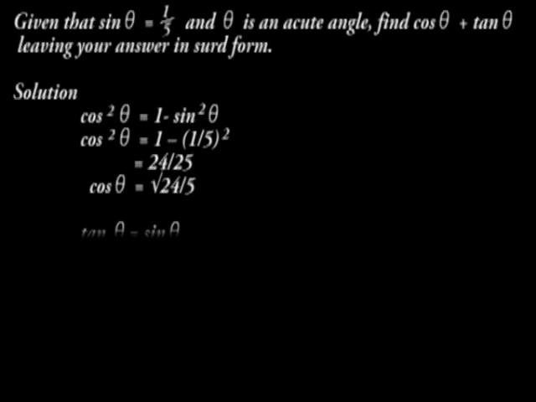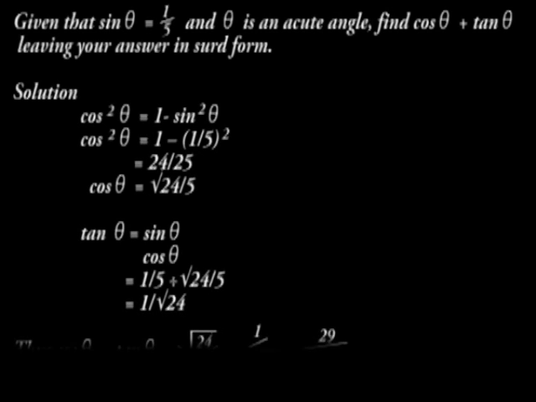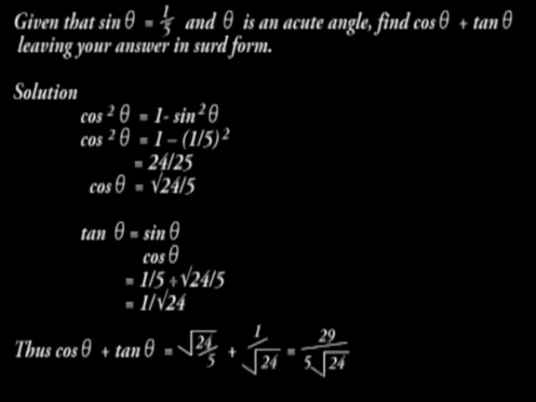Tan theta is equal to sin theta over cos theta, which is equal to 1 over 5 divided by root 24 over 5, which gives us 1 over root 24. And therefore, cos theta plus tan theta is equal to root 24 over 5 plus 1 over root 24, giving us 29 over 5 root 24.